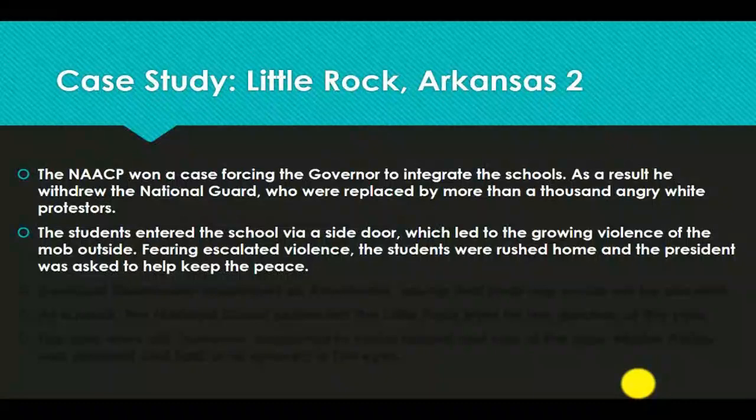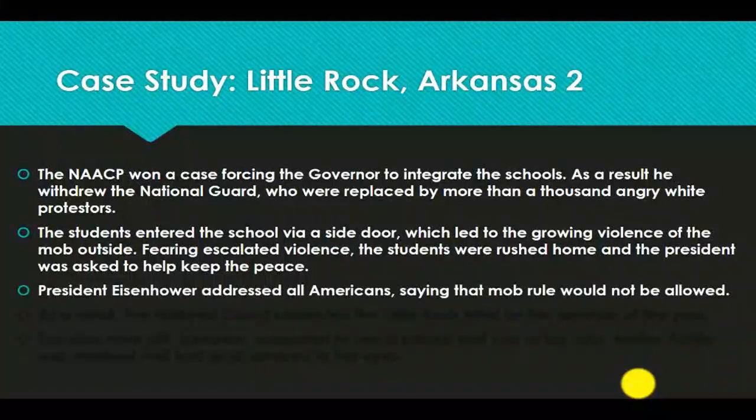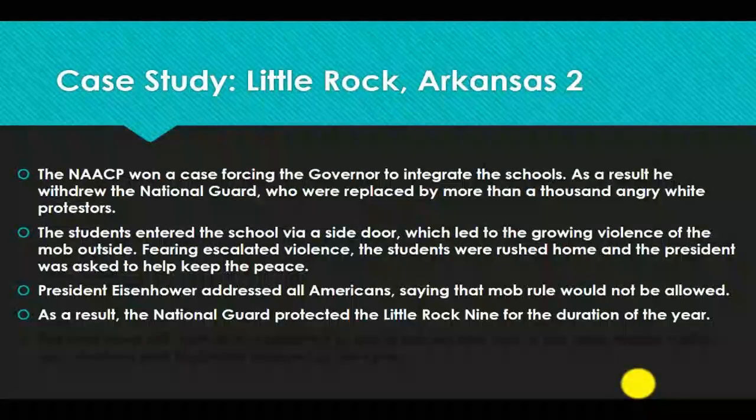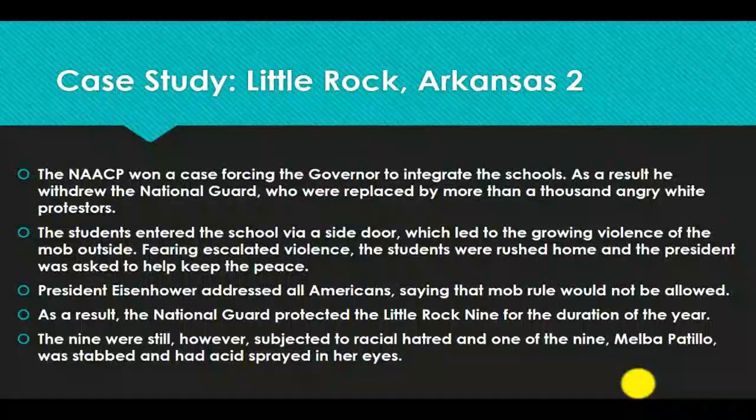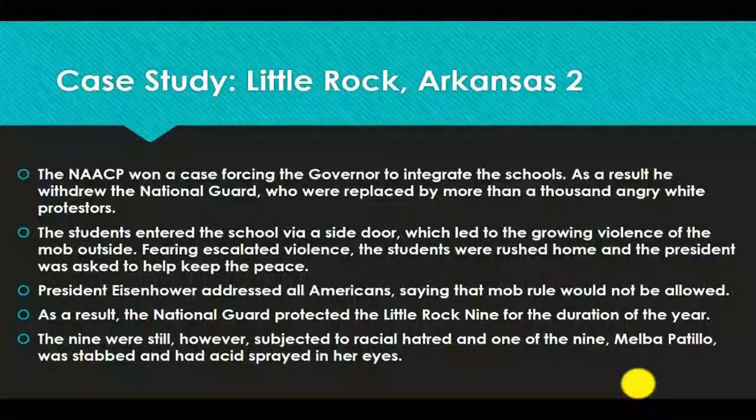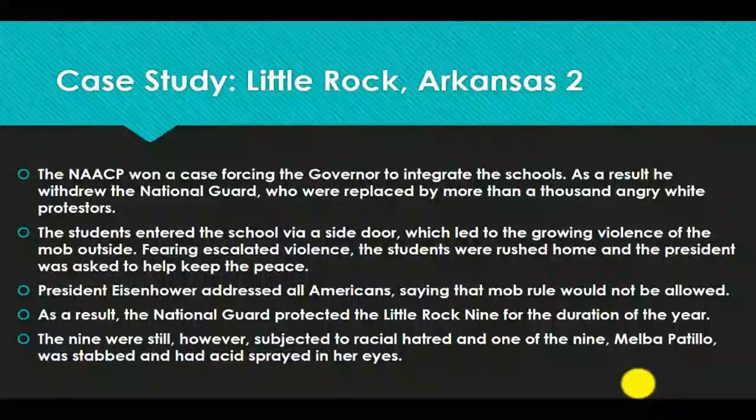The students entered the school via a side door, which led to the growing violence of the mob outside, and fearing escalated violence, the students were rushed home and the president was asked to help keep the peace. President Eisenhower addressed all Americans saying that mob rule would not be allowed. As a result, the National Guard protected the Little Rock 9 for the duration of the year. The 9 were still, however, subjected to racial hatred, and one of the 9, Melba Patillo, was stabbed and had acid sprayed in her eyes.